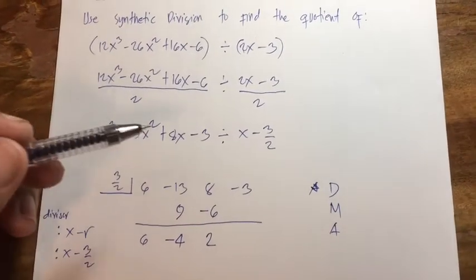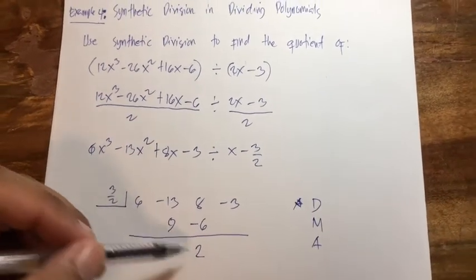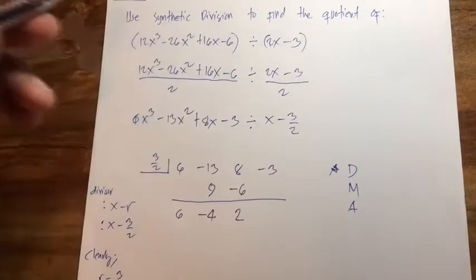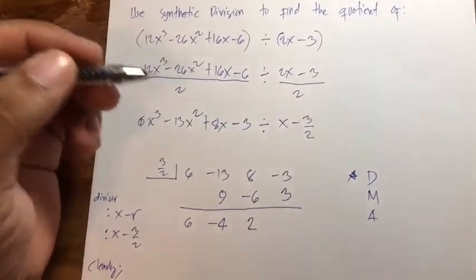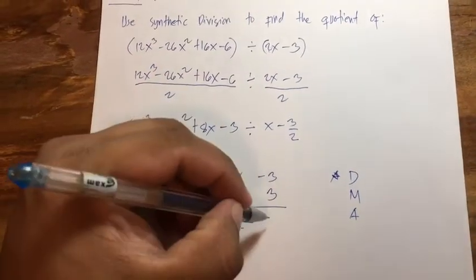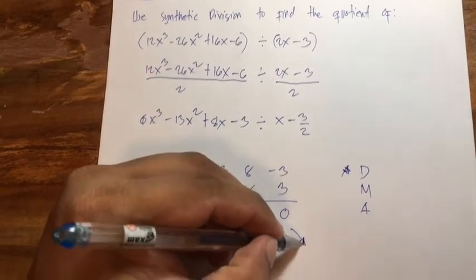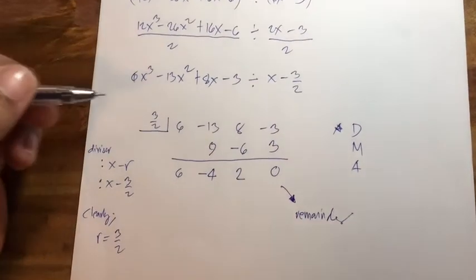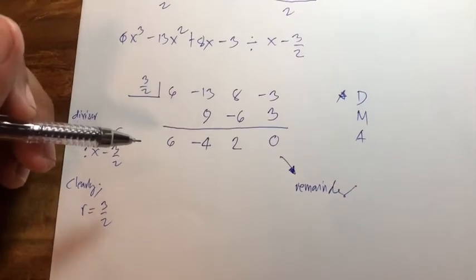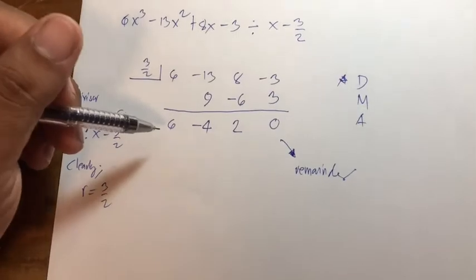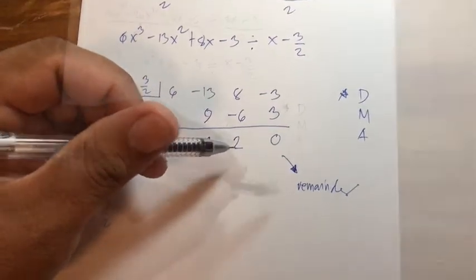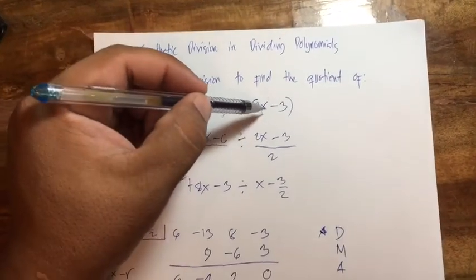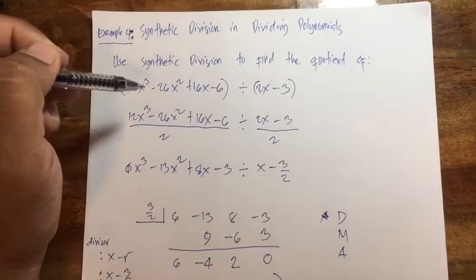Then, we will multiply again. 2 times 3 halves. 2 times 3 is 6 divided by 2 is 3. Oh, negative 3 plus 3 is 0. Our remainder is 0. Clearly, in this case, our quotient is 6, negative 4, and 2. It means, if the remainder is 0, our divisor is a factor of our polynomial.